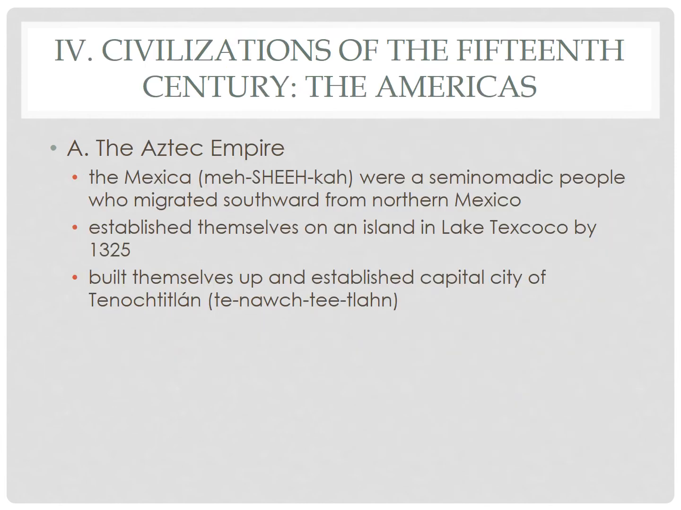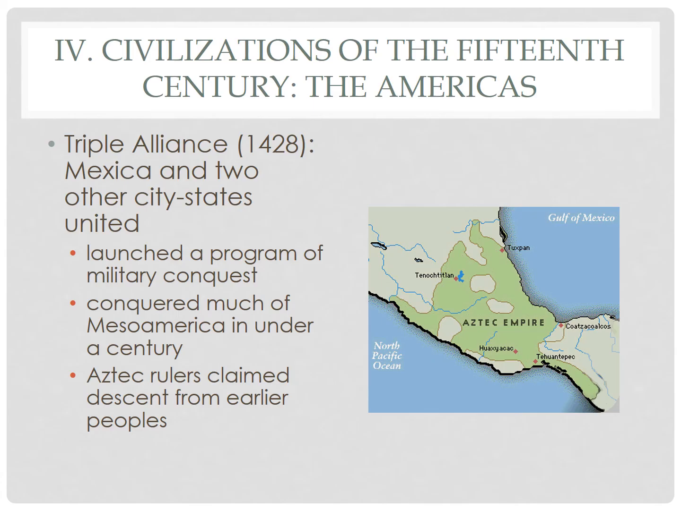So we'll start with the Aztec Empire. The Mexica were a semi-nomadic people who migrated southward from northern Mexico into the region which will become the Aztec Empire, which I'll show you a map of in a second. They built themselves up and established a new capital city of Tenochtitlan. They are eventually going to form a triple alliance between themselves and two other city-states to unite and create the Aztec Empire, which again here is a map over here to the right.